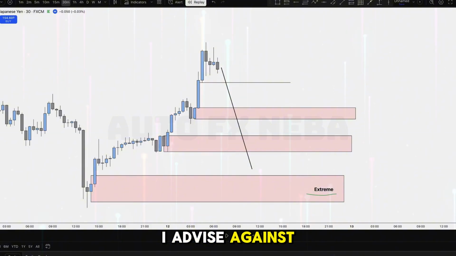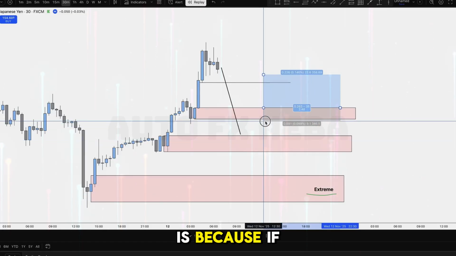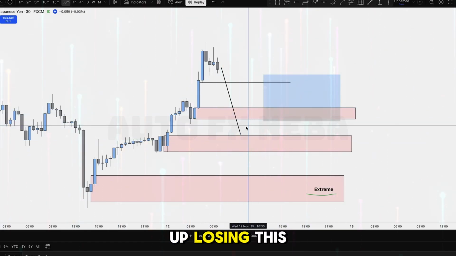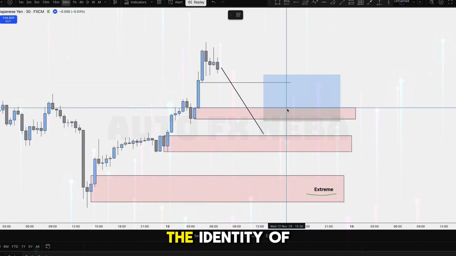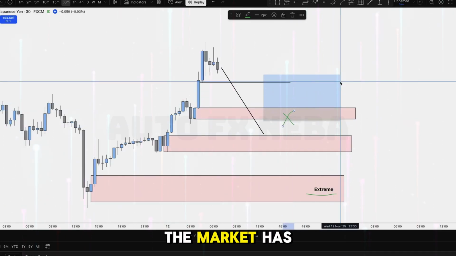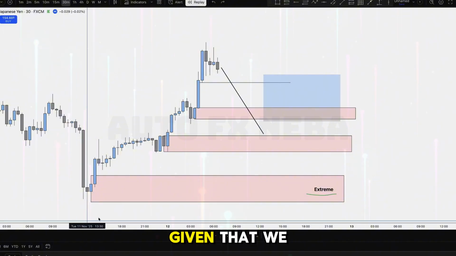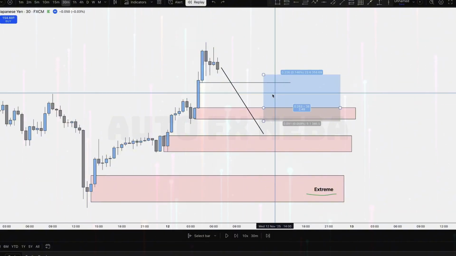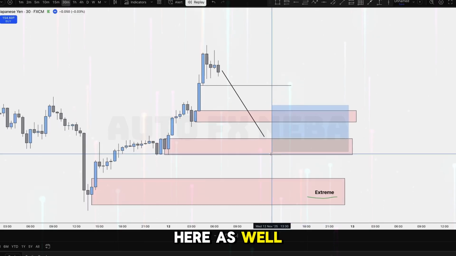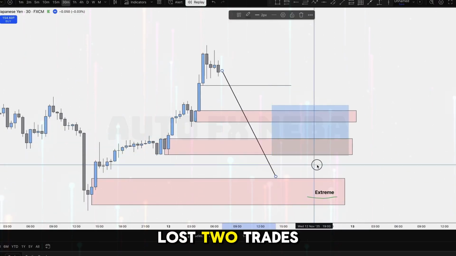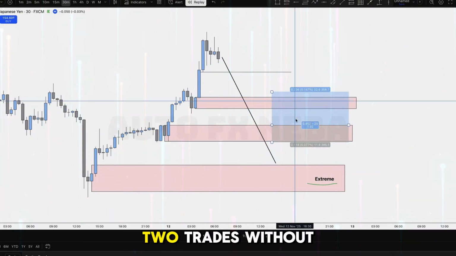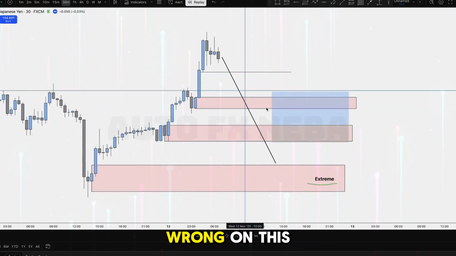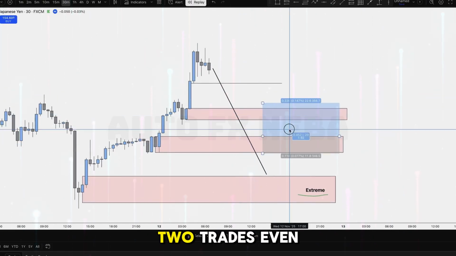Now, the reason I advise against using buy and sell limits on middle zones and top zones like these ones is because if this zone breaks and we end up losing this trade, so let's say we use a buy limit here, the market goes down to here, you've lost a trade, but the identity of the direction of the market has not actually changed. This is still a bullish market, given that we are still within this leg of price action, but now you've lost a trade. If you use a buy limit here as well, and the market decides not to stop there, well, now you've lost 2 trades, but the overall direction is still bullish.